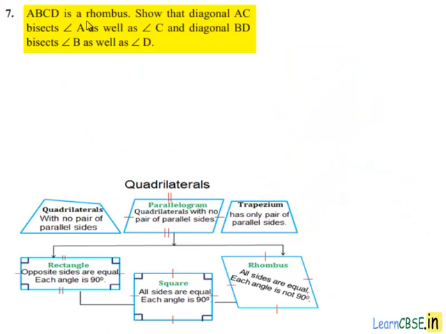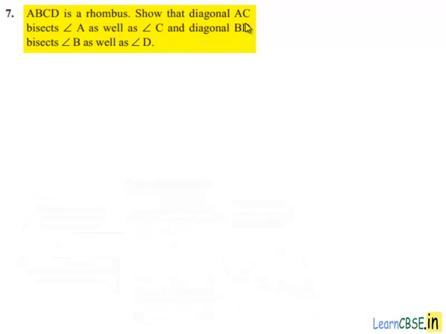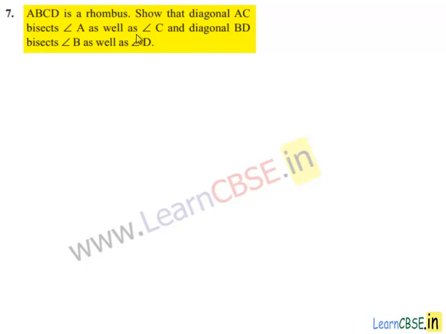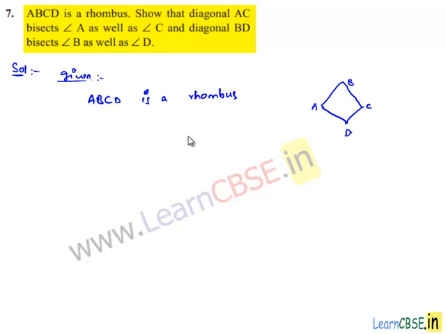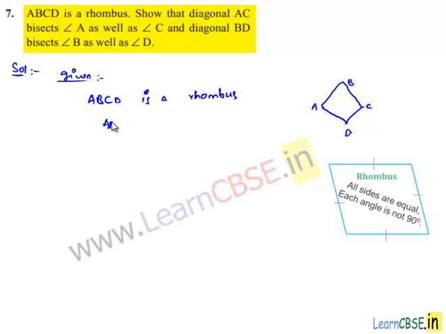Moving on to the 7th question. ABCD is a rhombus. Show that diagonal AC bisects angle A as well as angle C, and diagonal BD bisects angle B as well as angle D. Now moving on to the solution. It is given that ABCD is a rhombus. So let us assume that ABCD is a rhombus. We know the properties of a rhombus: all the sides will be equal, that is AB is equal to BC is equal to CD is equal to DA, and diagonals bisect each other perpendicularly. So here the diagonals are AC, which will be perpendicular to BD.